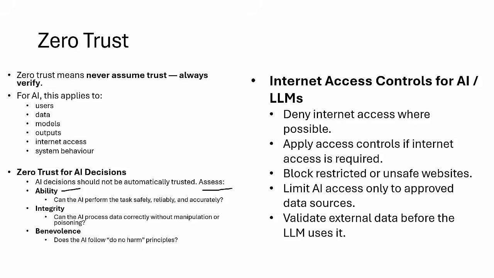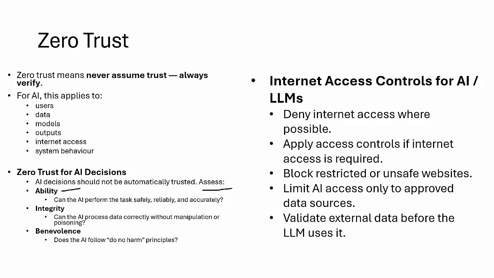If you're deploying an AI tool with internet access, this is a very important part of Gen AI and LLM systems. If AI can access the internet, it may read malicious content. It can follow hidden instructions. It can access untrusted websites. It can leak sensitive data. So internet access should be tightly controlled.